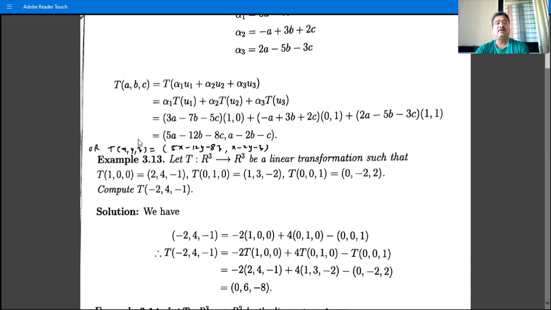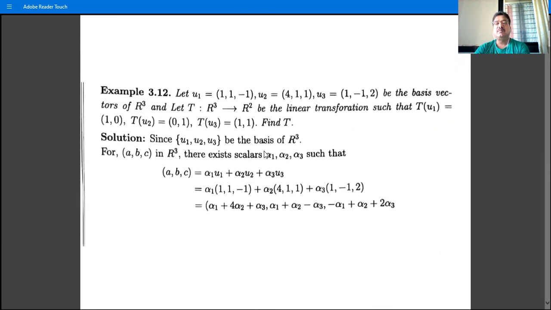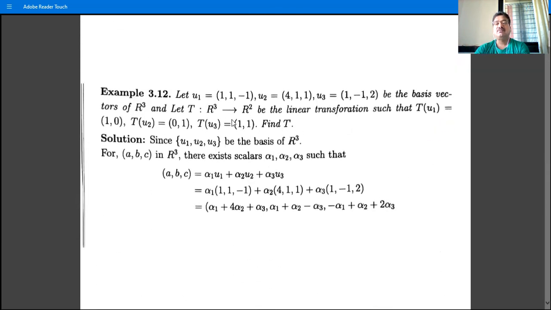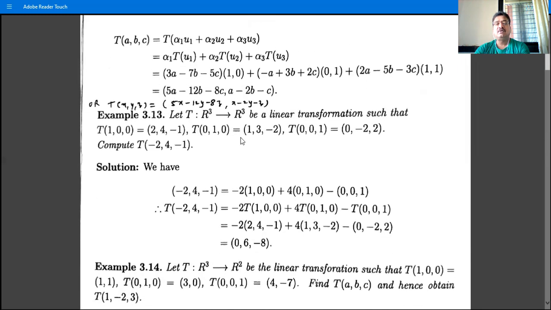And if we take, instead of this small abc, small xyz, then we have T of xyz is 5x minus 12y minus 8z comma x minus 2y minus z. So this is the formula for T. So T is a function from R3 to R2, and therefore T of xyz, the image of a three-tuple, is an ordered pair. This is an ordered pair, an element of R square.